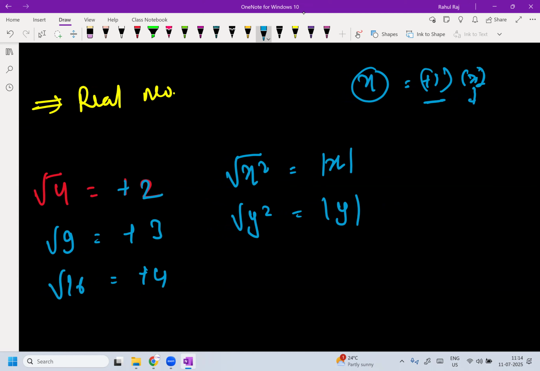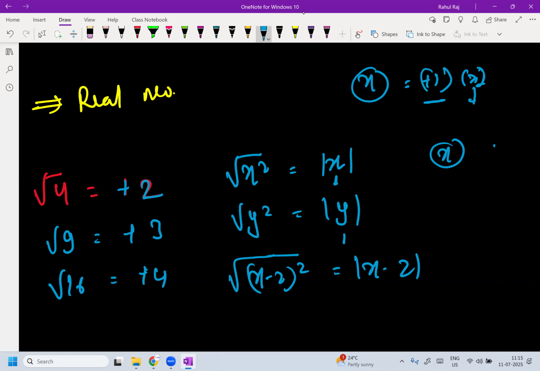So any variable coming out of a square root has to come out in the form of mod. Because here x or y is positive or negative, it doesn't matter, but the end result is positive because it is under mod. So mod of x minus 2 whole square. Square root of (x minus 2) whole square should be mod x minus 2. If you write x minus 2, everything is wrong.